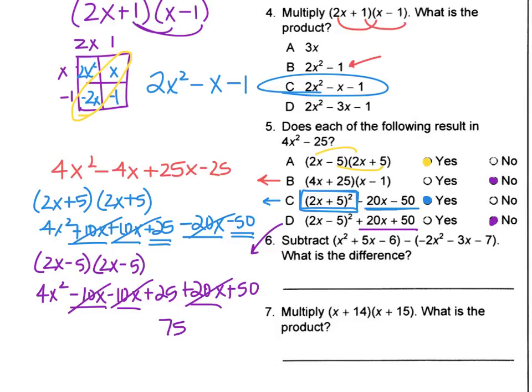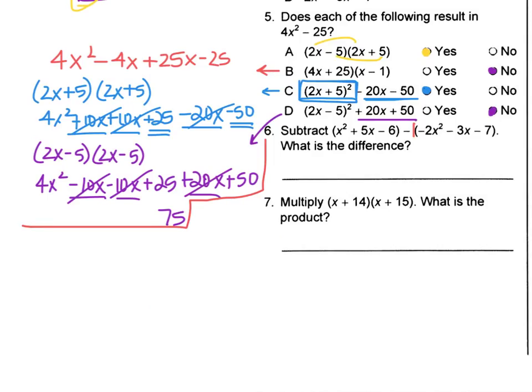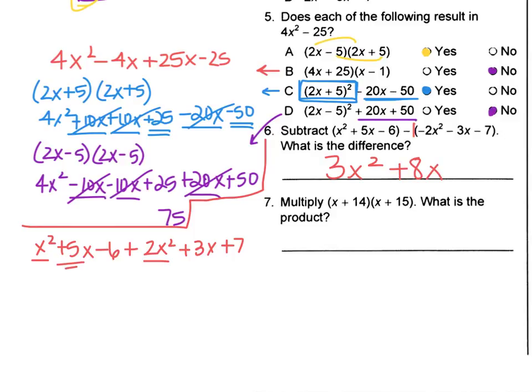All right, I know that was a big problem. Question 6 asks me to subtract, or what's the difference? Remember, if you have subtraction, you've got to distribute this negative 1, which is going to change all of those signs. So this is really the problem: x squared plus 5x minus 6 plus 2x squared, and if I distribute the negative 1 again, I'm going to get plus 3x plus 7. And then I'm just combining like terms here. So my final answer should be 3x squared plus 8x, that's from the 5x and the 3x, and then plus 1 from the negative 6 and the positive 7.